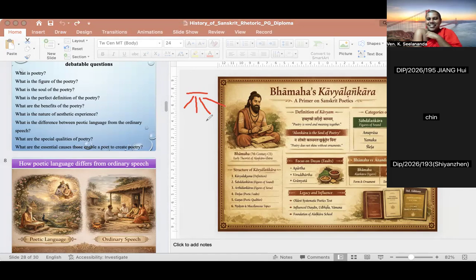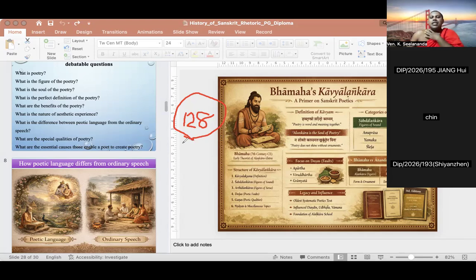Yeah, in Bhama's Kavya Alankara it mentions more than 30, but later there is a poetician called Appaya Dikshita. He mentions 128 figures, Artha Alankaras. So gradually, step by step, the portions of the poetics, the alankaras, increased.